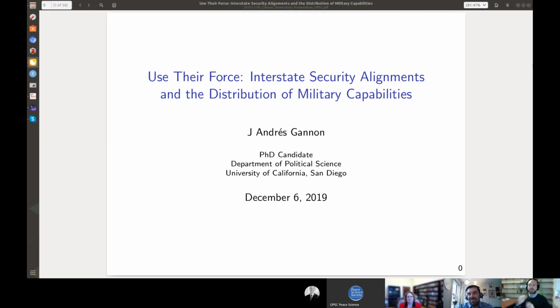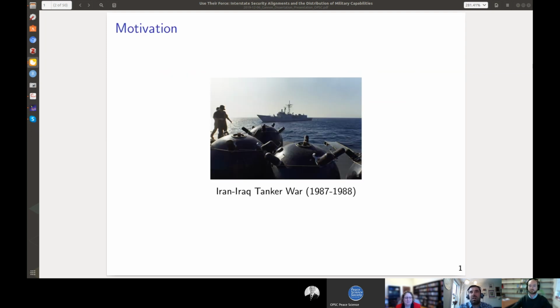Okay, great. So the project is called Use Their Force: Interstate Security Alignments and the Distribution of Military Capabilities. An opening example I'll start with is the Iran-Iraq tanker war that was happening towards the end of the 1980s. This war started brewing in the early 1980s. Iran started laying a bunch of mines in the Gulf, which caused a freak out among the United States and a bunch of Western European countries about having to do something to deal with this.